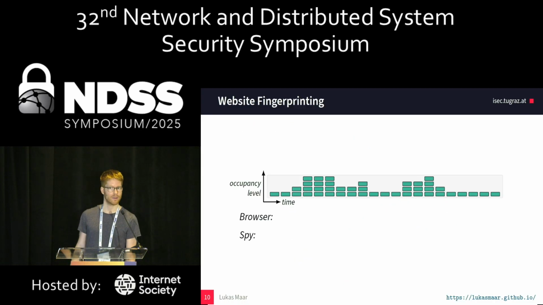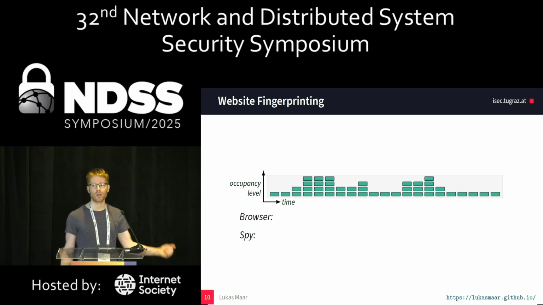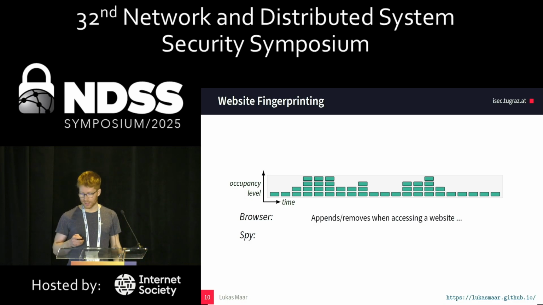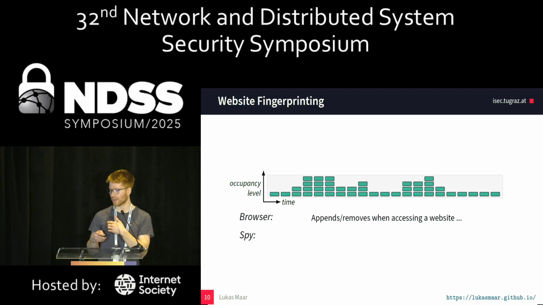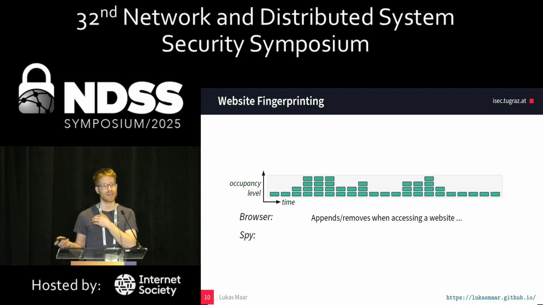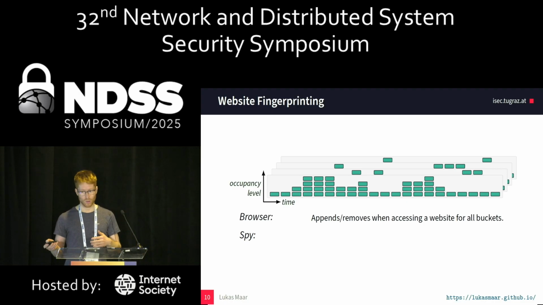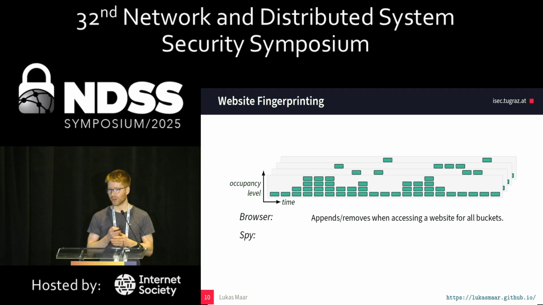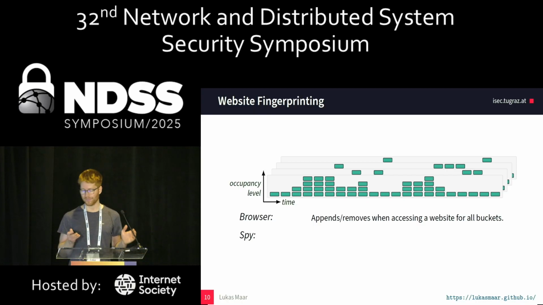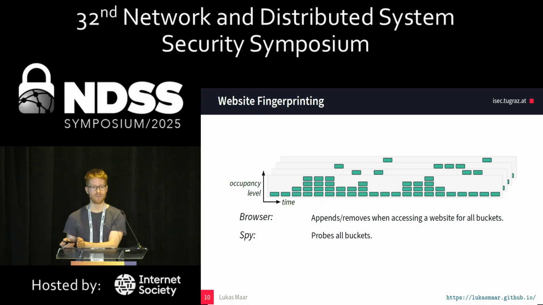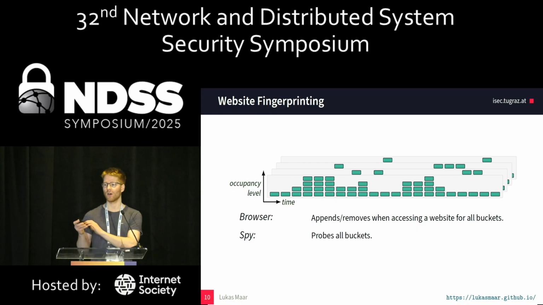The second attack case study was a website fingerprinting attack, which is very similar to the cover channel, except now we only control the spy process. What the browser does, it appends and removes elements when accessing a website. It does that for all hash buckets. So what our spy process does, it continuously probes all buckets to obtain specific or unique fingerprints of websites.